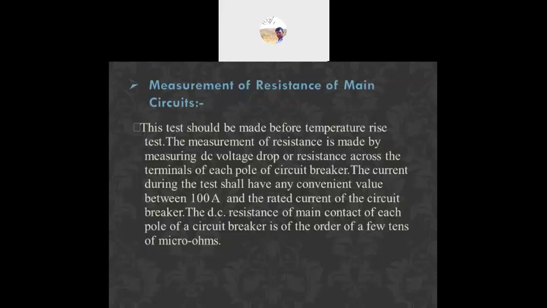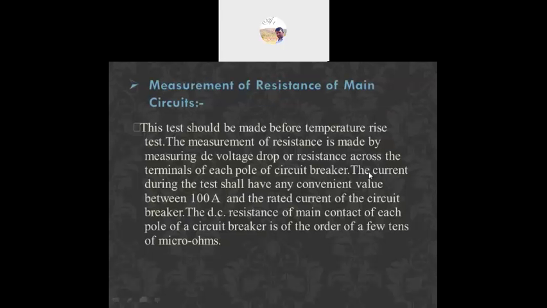So first, we take the measurement of the resistance of the main circuit. This is done before the temperature rise. If the current flows, the temperature will increase in the line, right? At that time, the resistance measurement is done by the DC voltage drop across these terminals. That will test the resistance across each pole of the circuit breaker.